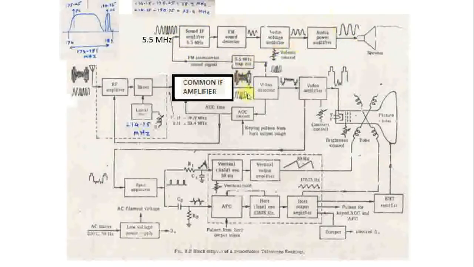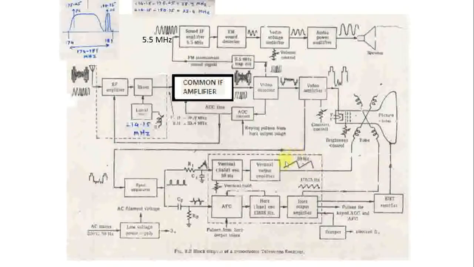As I told you, there are three outputs of this common IF amplifier and video detector. Number one goes to the FM demodulator section. Number two, after video amplification, goes to the cathode of the black and white television. And third, from the video amplifier the signal goes to the sync separator, where H sync and V sync signals are separated. H sync signal drives the H oscillator, and V sync signal drives the V oscillator.